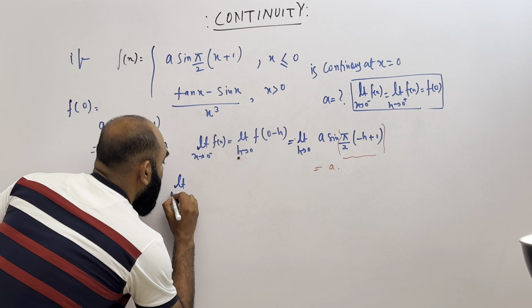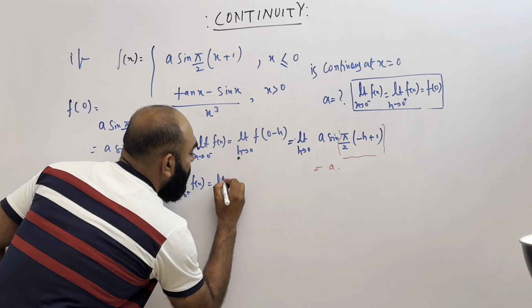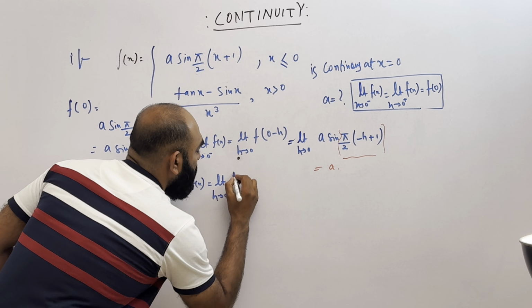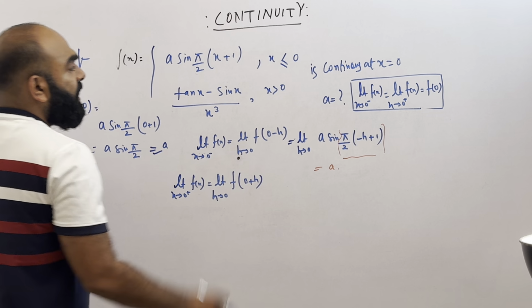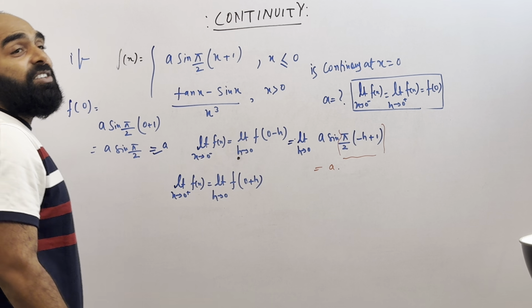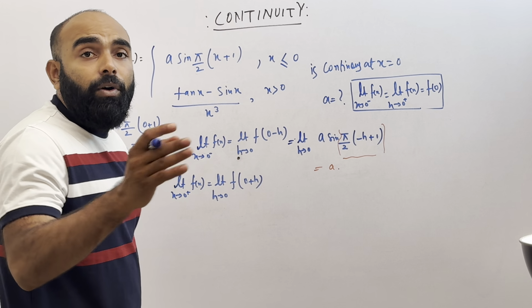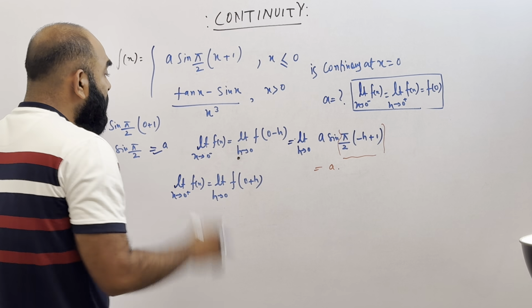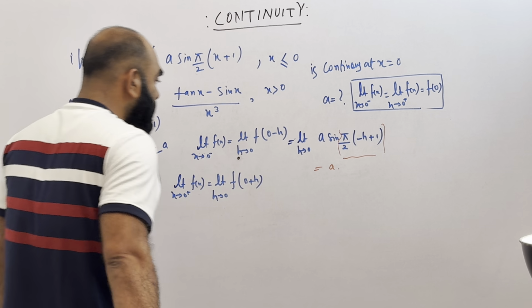Limit x tends to 0 plus f of x is equal to limit h tends to 0 of f of 0 plus h. Okay, which function are you talking about? Sir, this function, because this function is valid for x greater than 0. Okay, in the function, in place of x you keep 0 plus h.